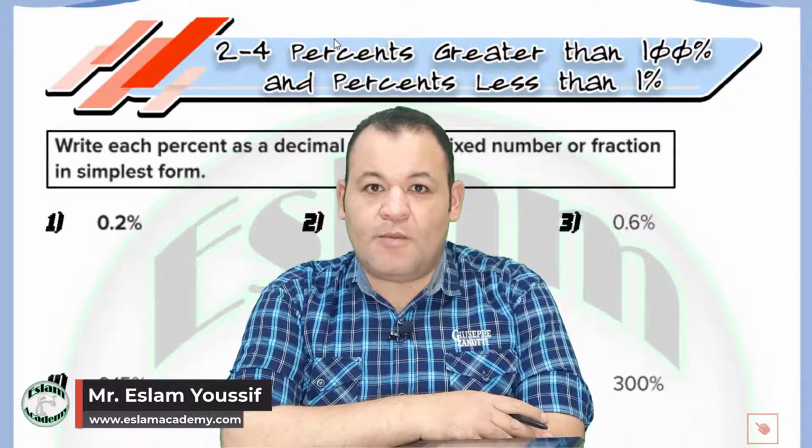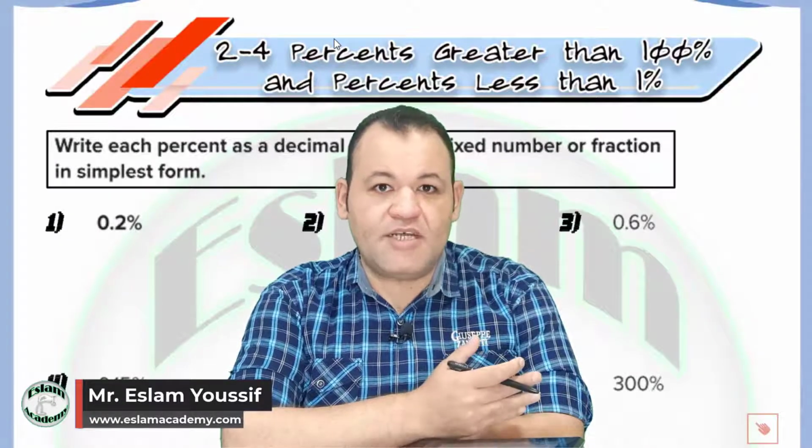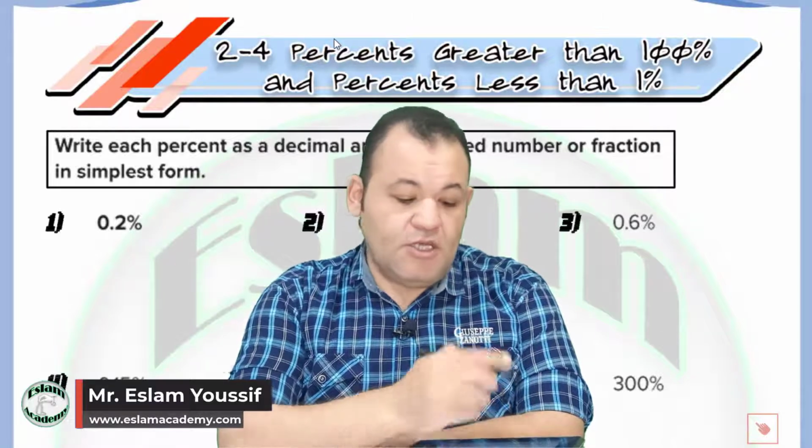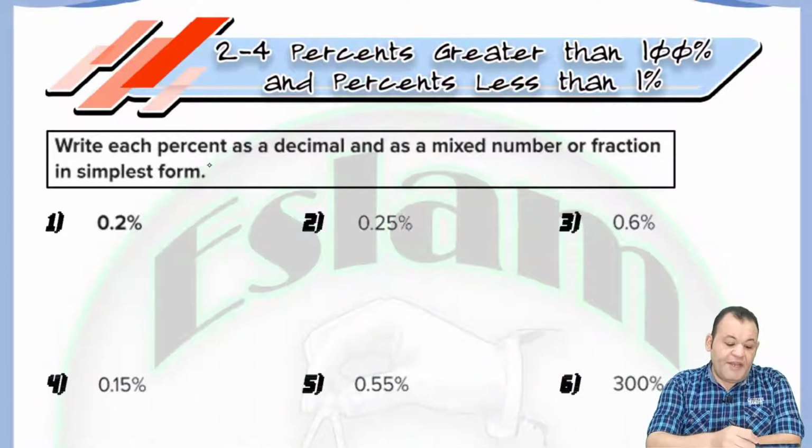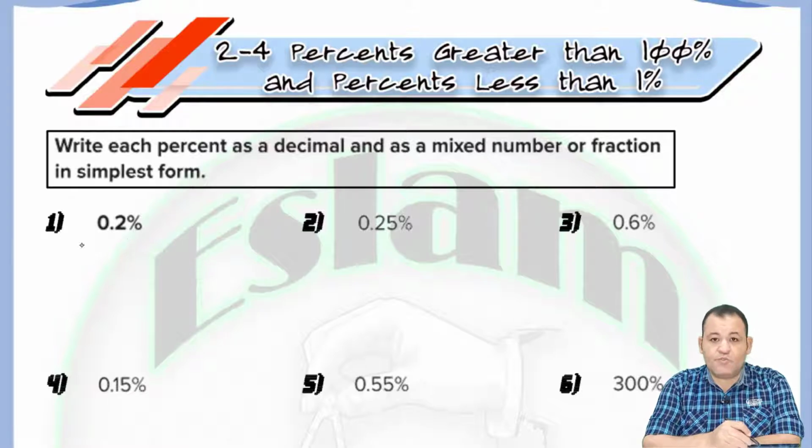In this video we are talking about percents more than 100% and less than 1%. So for question number 1, we need to write each percent as a decimal and as a mixed number or a fraction in the simplest form. In question number 1 we have 0.2%.